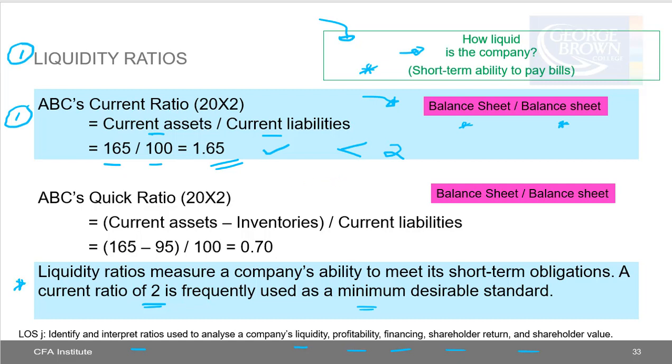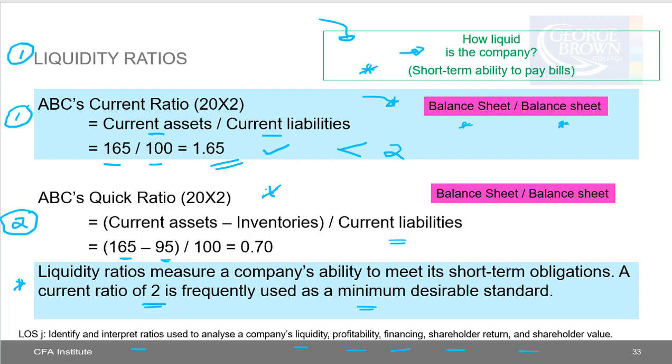Okay. So the second ratio with regards to liquidity is the quick ratio. And the quick ratio, the denominator is the same. We're dividing by current liabilities. The numerator, it's current assets minus inventories. Okay. So we started with the 165 current assets, but we're subtracting out the inventories.